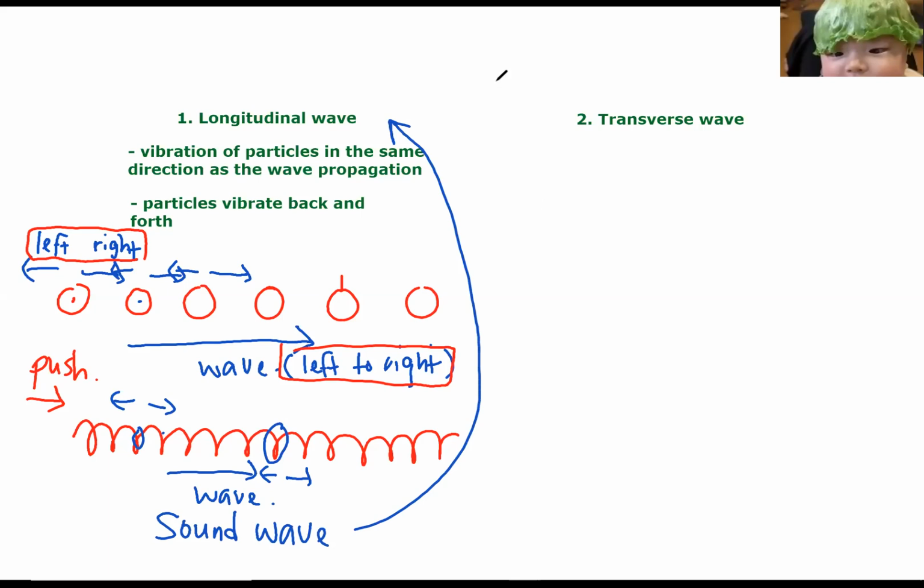Now let me show you an animation of this wave, because sometimes it's very hard to imagine just by talking here. I have to show you some pictures, some motions. Just a second here, let me bring up my Google.